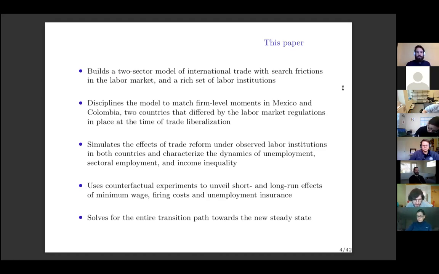So the model would be a small open economy model where I will calibrate the foreign market by trying to match the average export share of firms. So basically, differences in the type of trade liberalization will show up also in differences in the shifter of the foreign market across the two countries. But I'm not going to speak exactly about this issue.